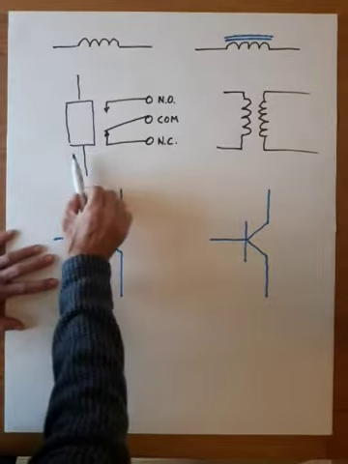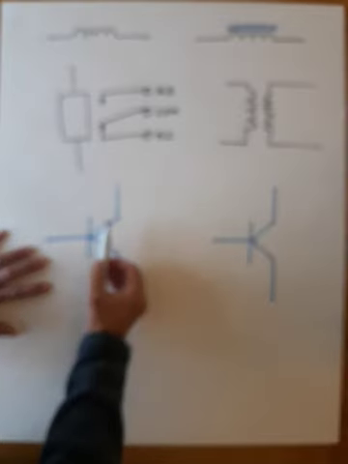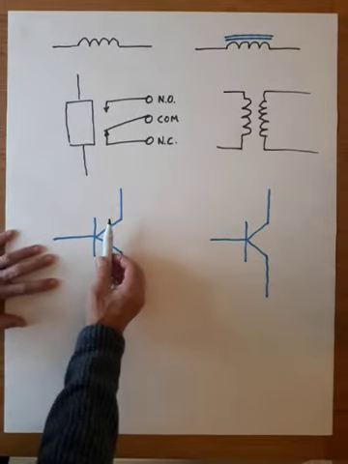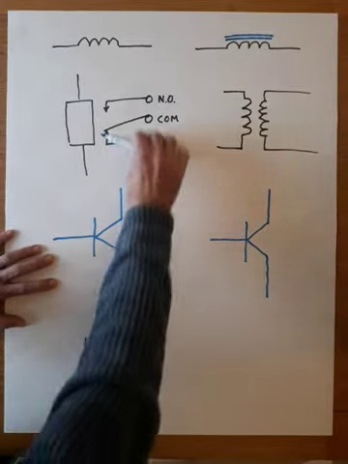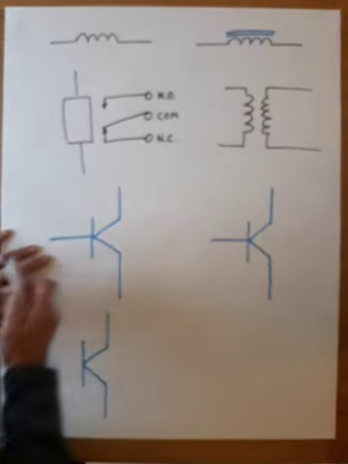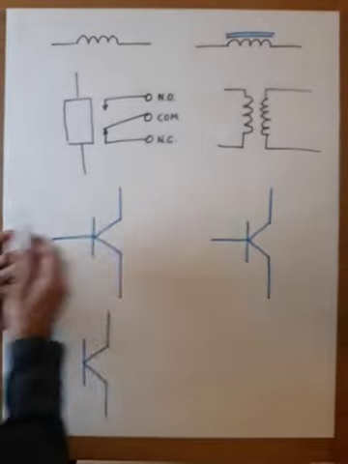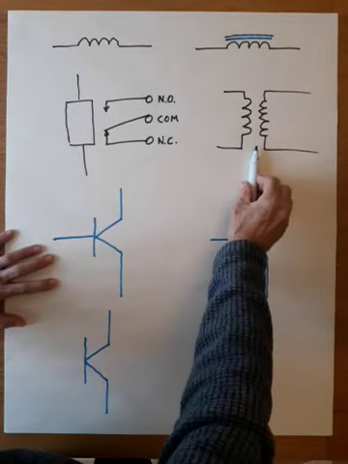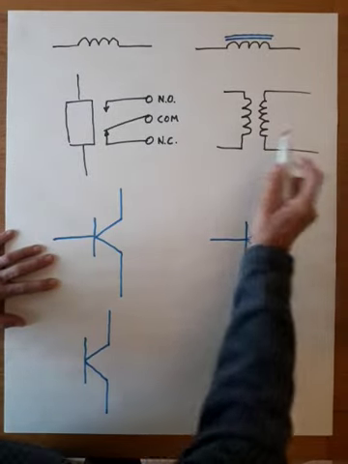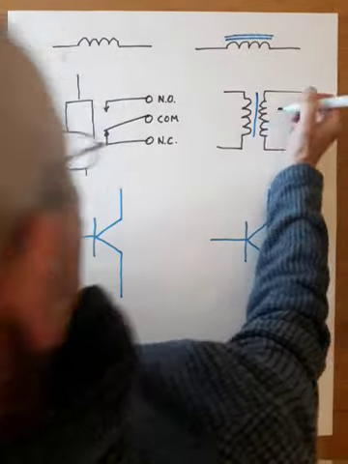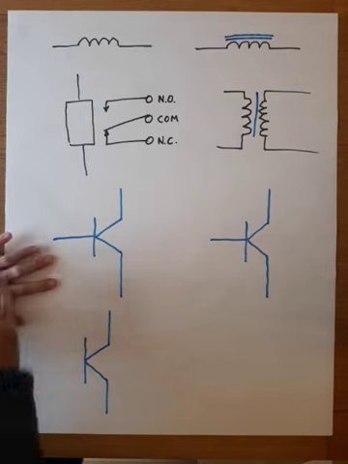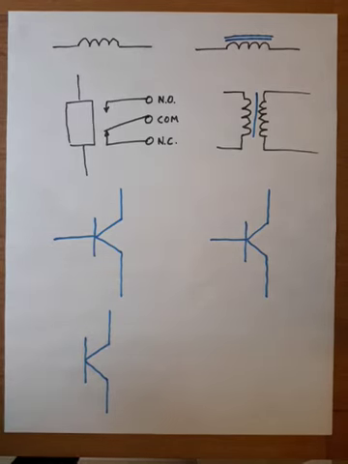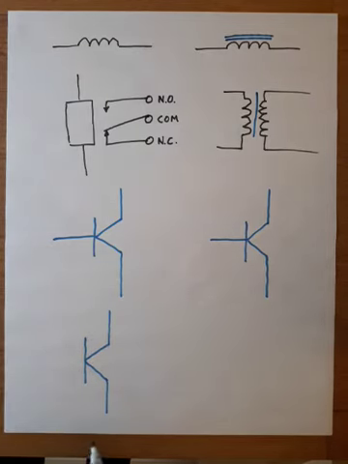This is a relay. The symbols for relays vary a great deal from manufacturer to manufacturer, but this is basically the standard. A range of contacts, and the coil would be within this. This is a transformer, and technically if it's got a line or two down the middle, it's an iron cored transformer. So moving swiftly on, we'll have a look at transistors.